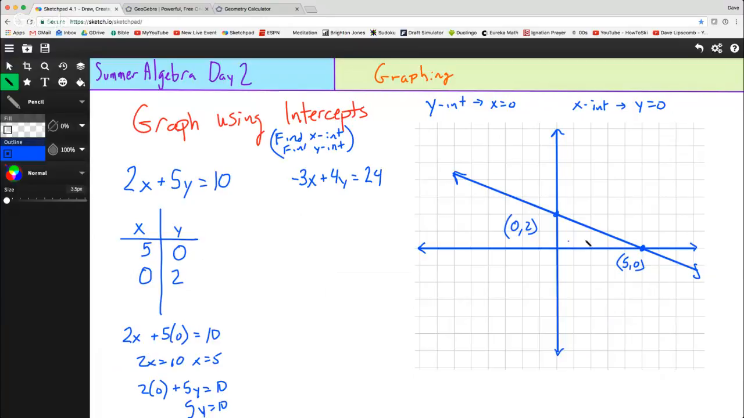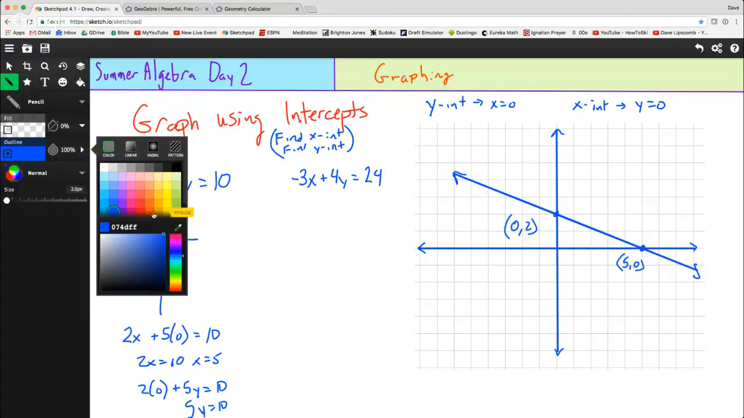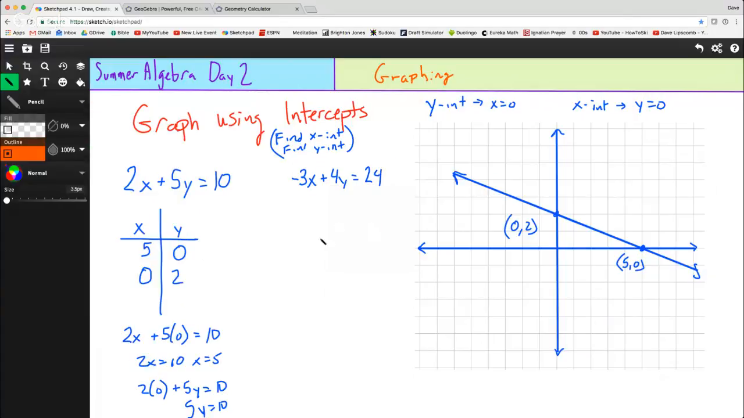Right? Because all I need to do is find 2 points, and often the y-intercepts and the x-intercepts are easy points to find. So let's do the same thing now. We'll do this other one in orange. We're going to find our x- and y-intercepts again. We find our x-intercept where y is 0 and our y-intercept when x is 0. So let's plug in 0 for y. -3x plus 4y equals 24, and our y is 0, so we get -3x equals 24. So x is -8.